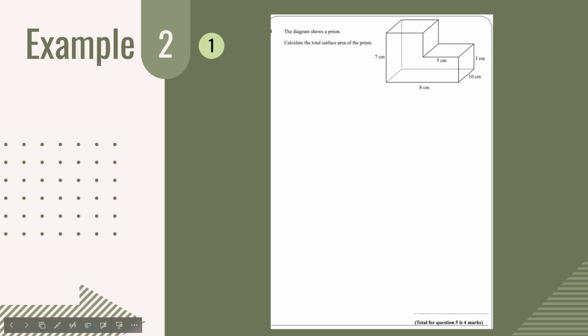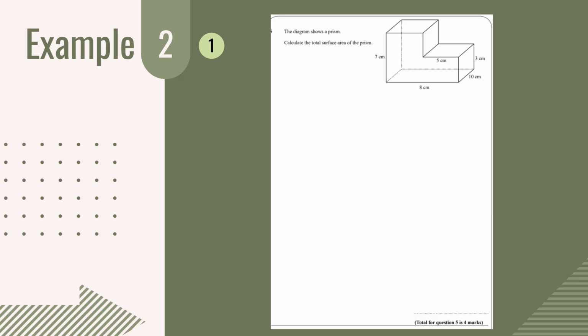Here is an exam style question of the topic we've just been over. Have a go, pause the video and unpause when you've done. So, the question says, the diagram shows a prism. Calculate the total surface area of the prism.